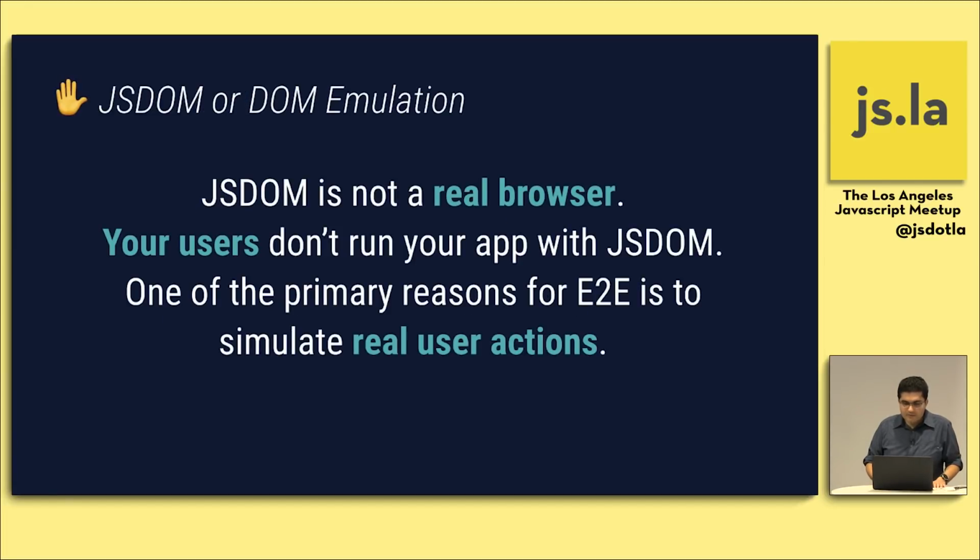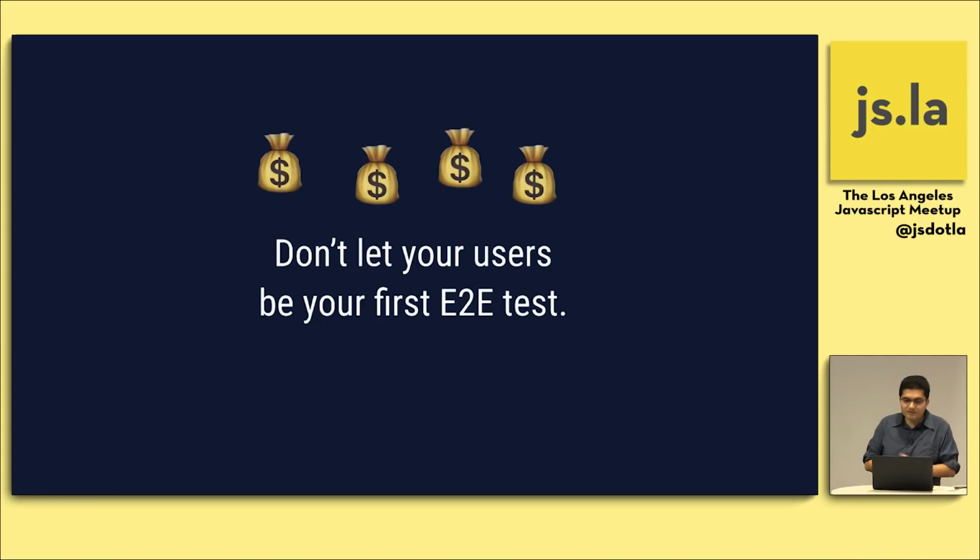Yeah. So some might say, okay, well, why don't I just use something like JS DOM or some other version of DOM emulation? Well, the thing is, the whole point of end-to-end testing is to simulate real user actions, right? So none of your users are ever going to run JS DOM, right? Who here has users that use JS DOM to access your application? There you go. So to do real end-to-end testing, you need to use a real browser so you can drive real user actions. And also, don't let your users be the first ones to do your end-to-end testing, right?